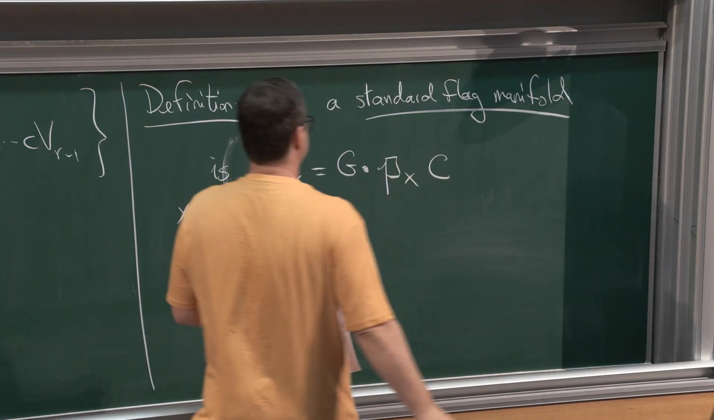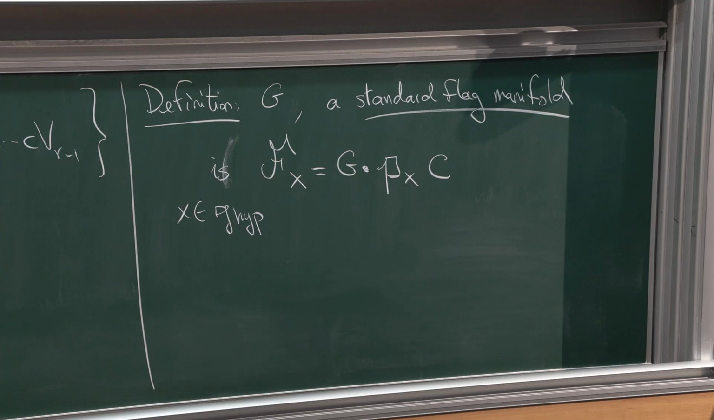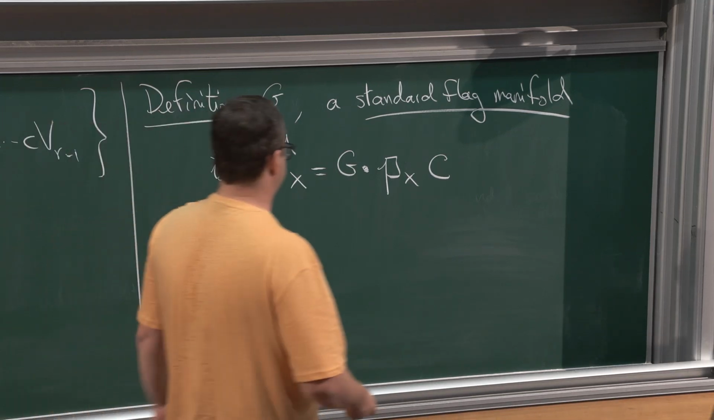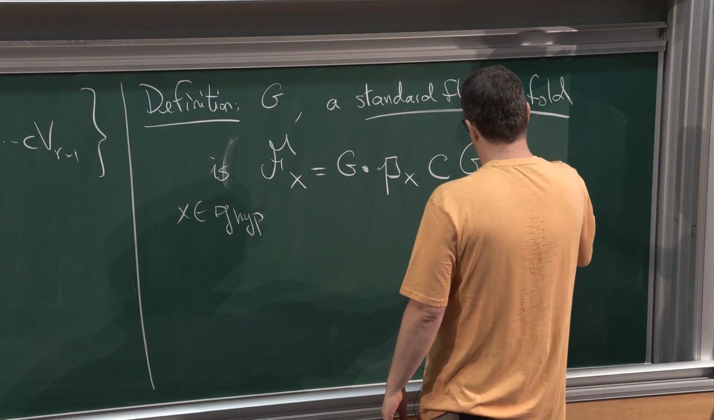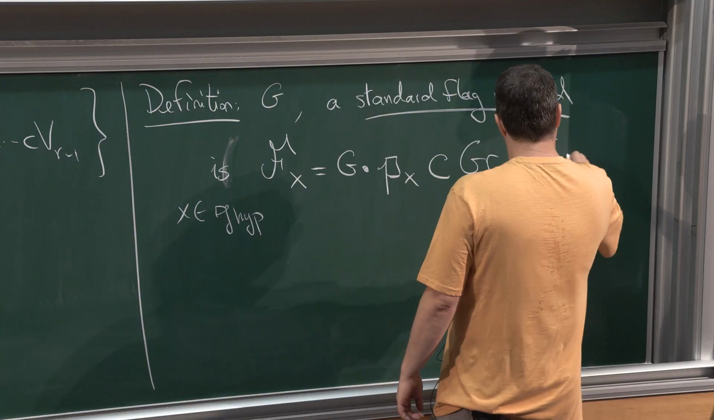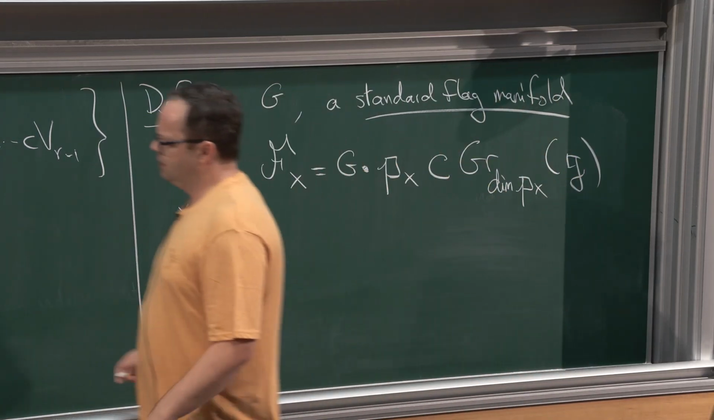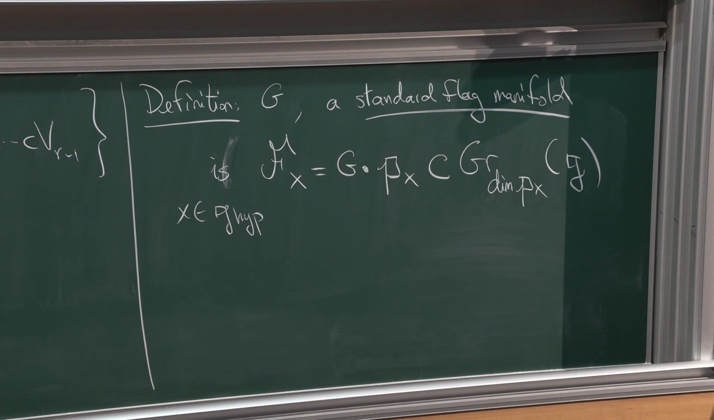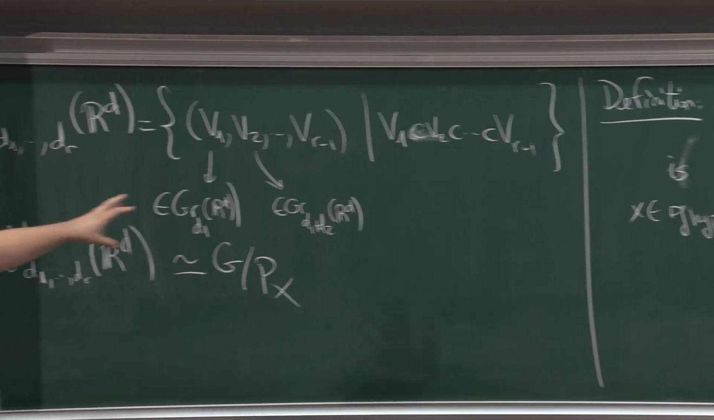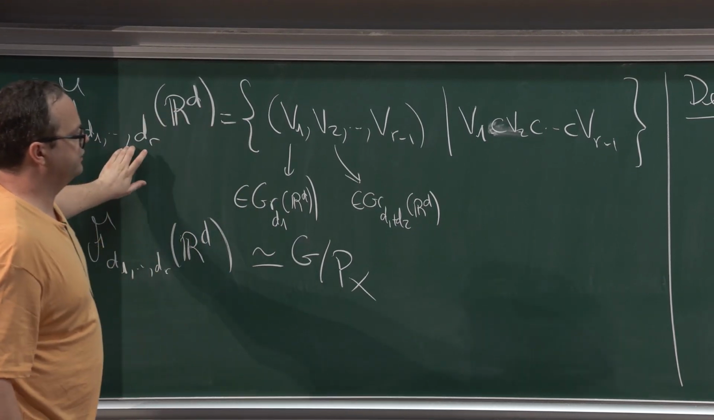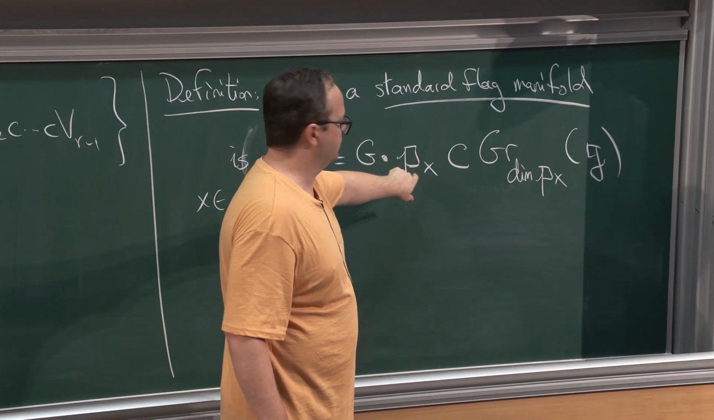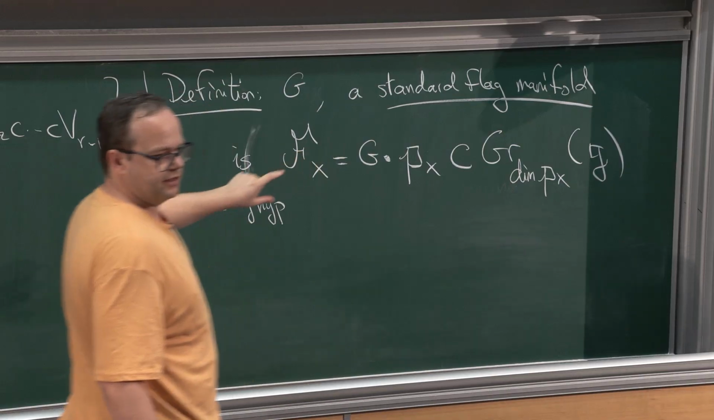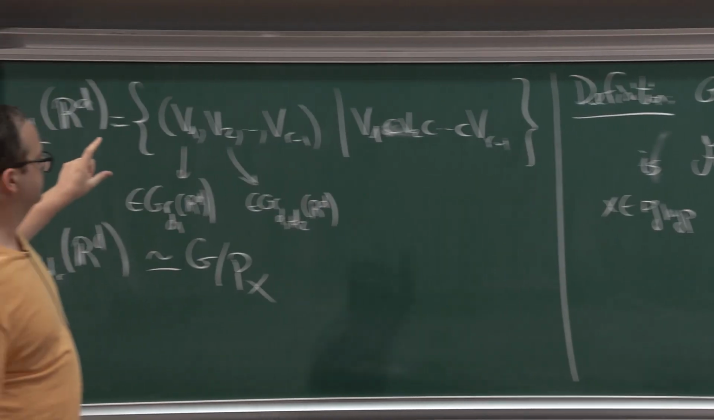Right? So this is a subset of a Grassmannian of the Lie algebra, of the spaces whose dimension is the dimension of Px. Right, and so if you were to do this for SLD, this flag manifold over there would correspond to the set of parabolic subalgebras that are stabilizing a flag of this type. Exactly right.